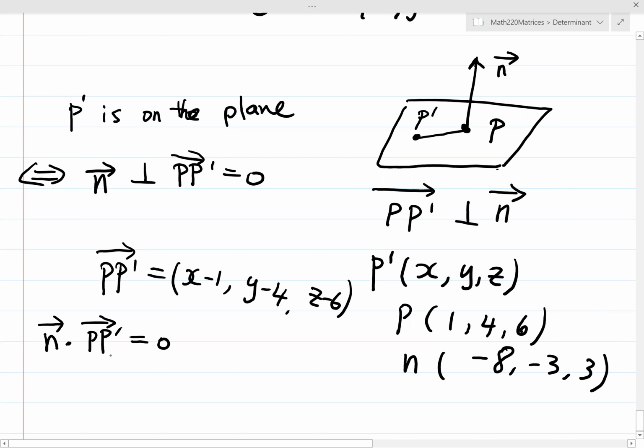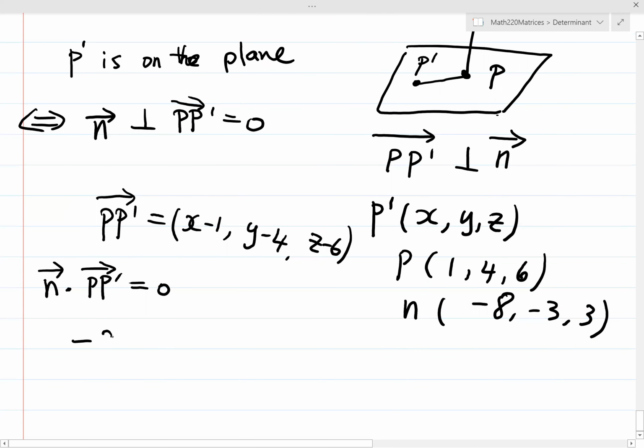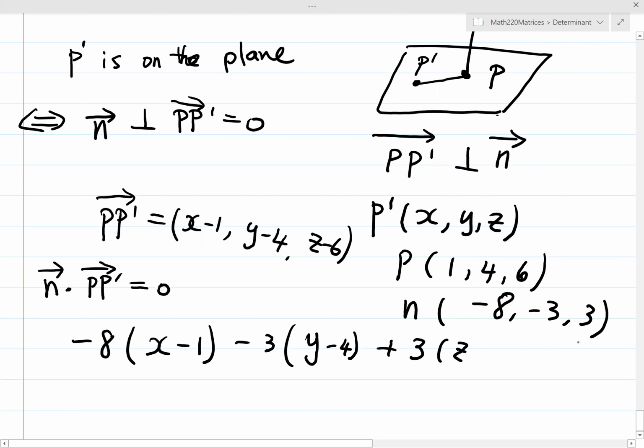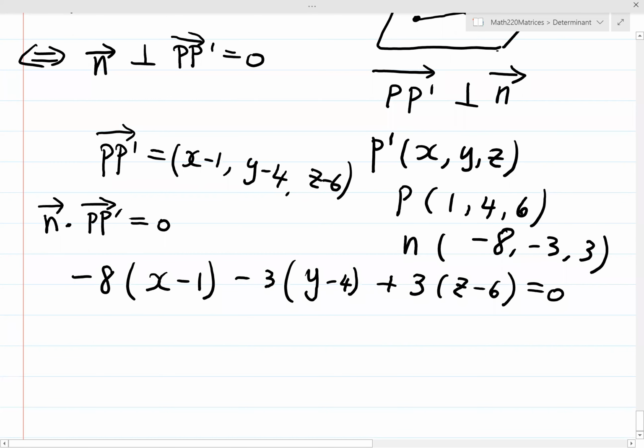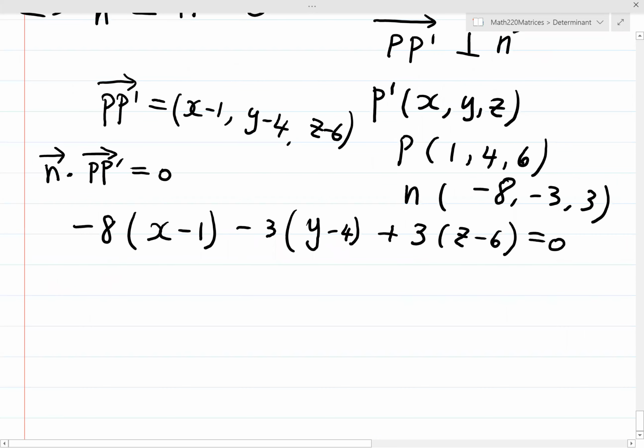This tells us, in coordinate form, -8 times the x component, x minus 1, minus 3 times the y component, y minus 4, plus 3 times z minus 6 is 0. Okay, so we get the equation of the plane. Now you can rearrange this to get a neat form.